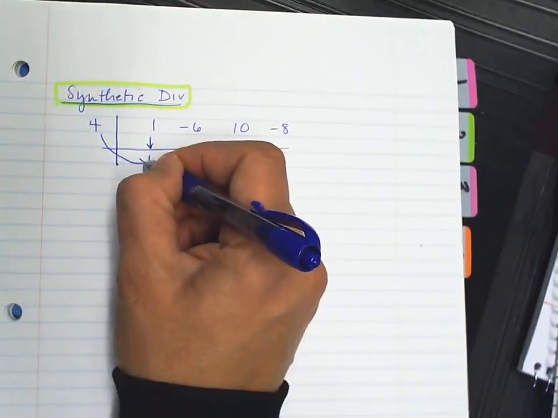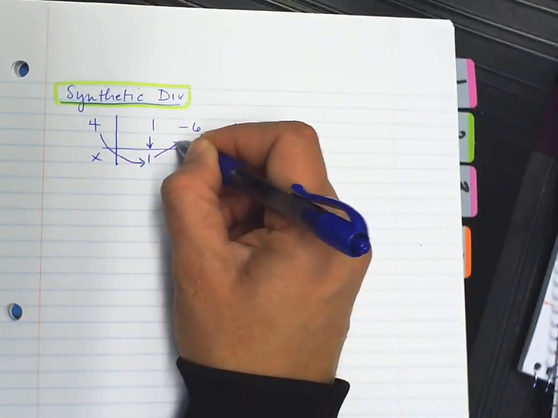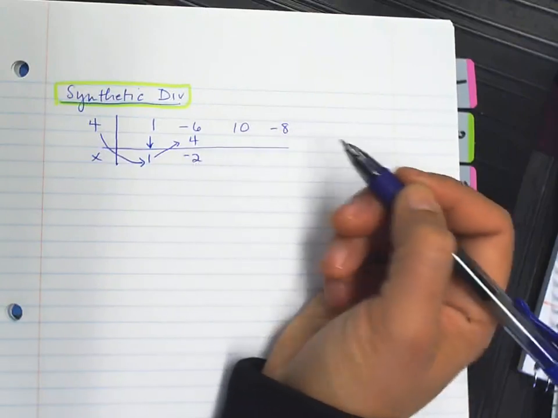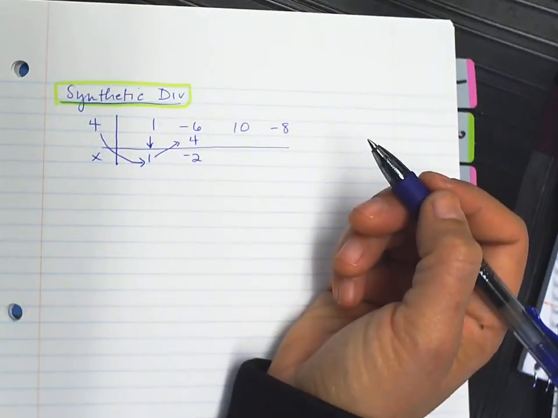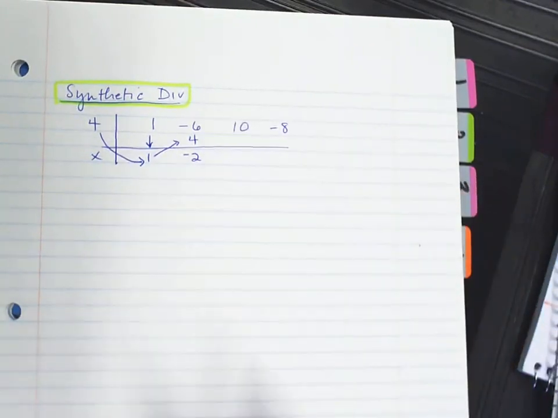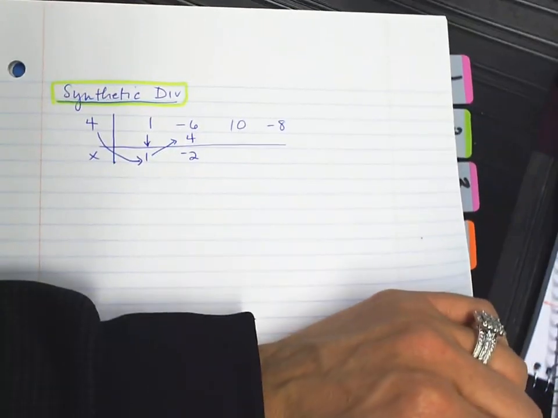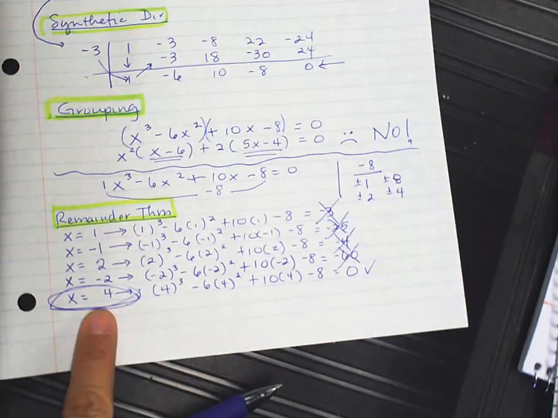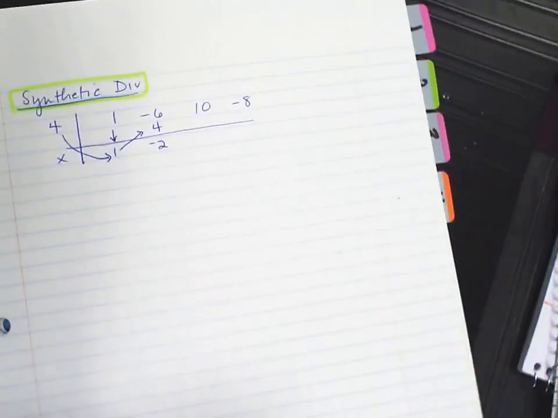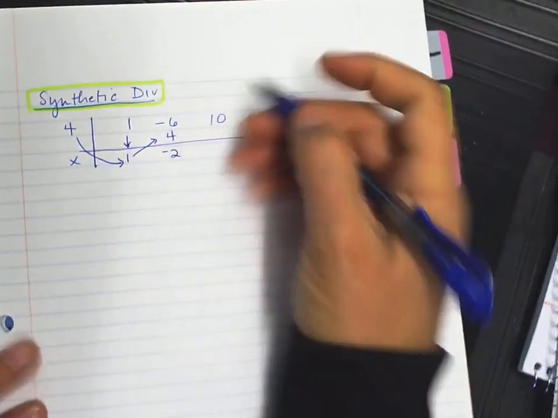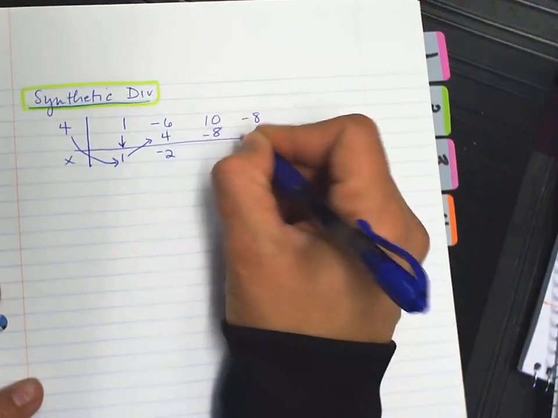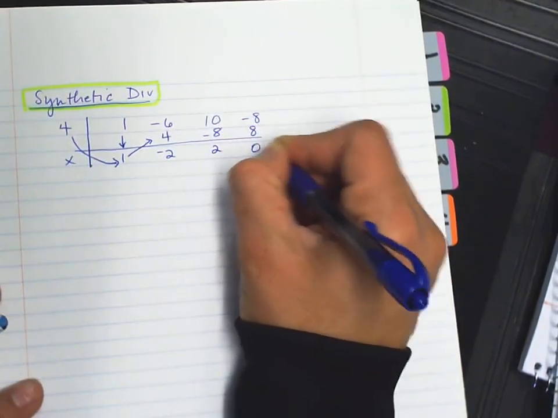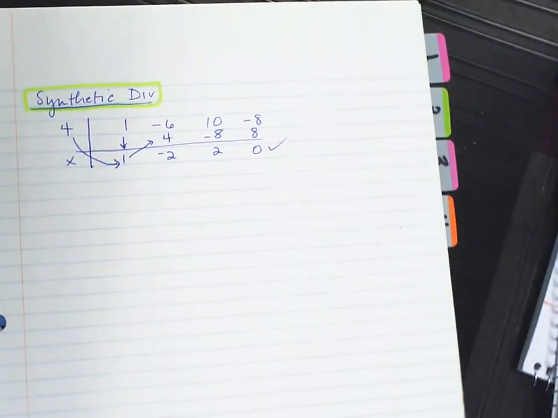Multiply. I remember that when we did synthetic division, we would get x equals. Yes. We don't do that. Well, we already did it. And again, the last number should equal 0.